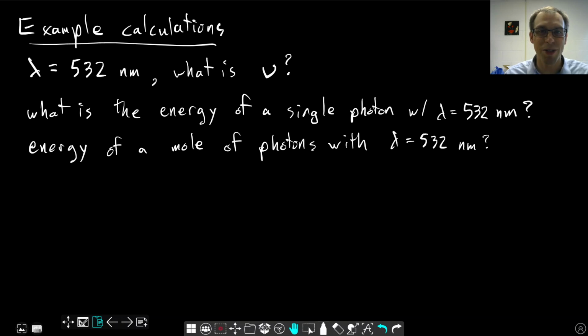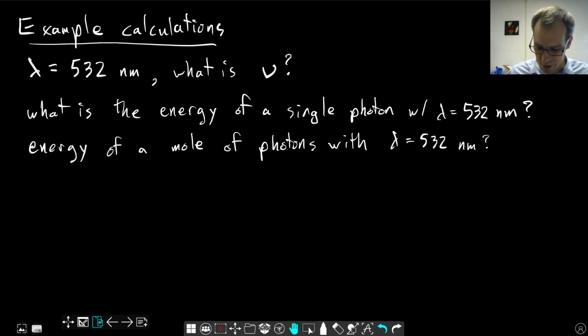And then we're going to calculate how much energy a single photon of light with that wavelength of green light has. And then, for fun as well, if we had a whole mole of those photons, how much energy would that be? Because that's more relevant to, say, thinking about a large scale process. Okay, so let's go ahead and do this.